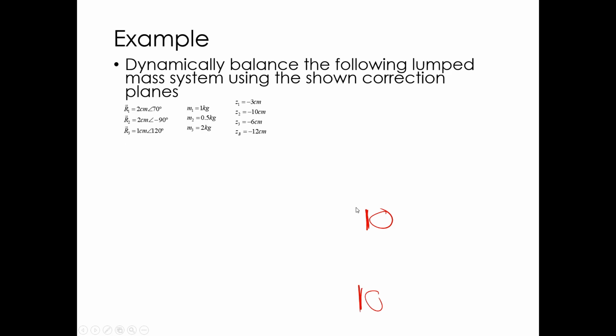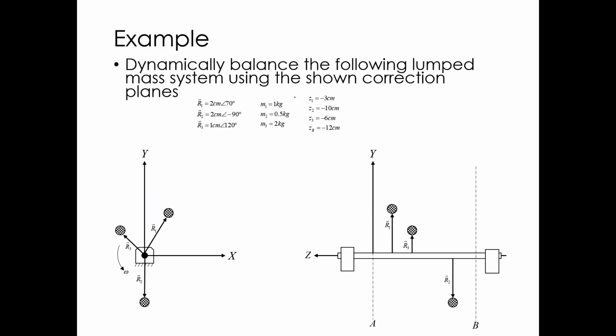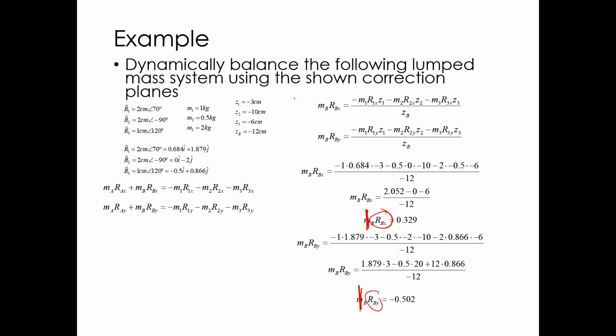So to do the A balancing weight, I need to go back to the force equations. That's these two. Note that for the force equations, I need MB times RBX. You already have MB times RBX. RBX is 0.329. So I don't actually have to solve for RBX and RBY, or what MB is, to do the force equation. All I need to know is the product of those things. So that's why I went ahead and did all of this in this one slide.